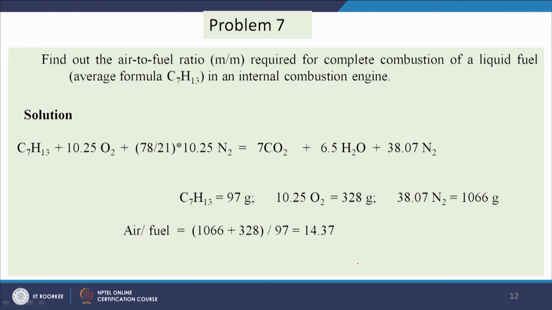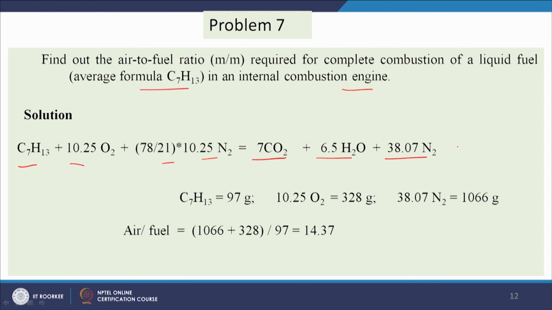Now, problem number 7: find the air to fuel ratio required for complete combustion of a liquid fuel, average formula C7H13, in an internal combustion engine. If we take the stoichiometric expression, C7H13 plus 10.25 O2 plus 78 by 21 into 10.25 N2 equals 7 CO2 plus 6.5 H2O plus 38.07 N2. So, this is a balanced equation.